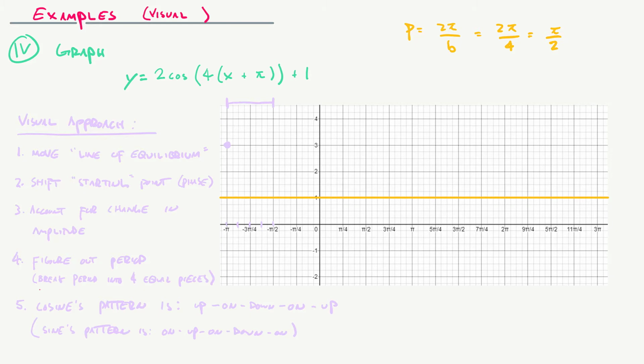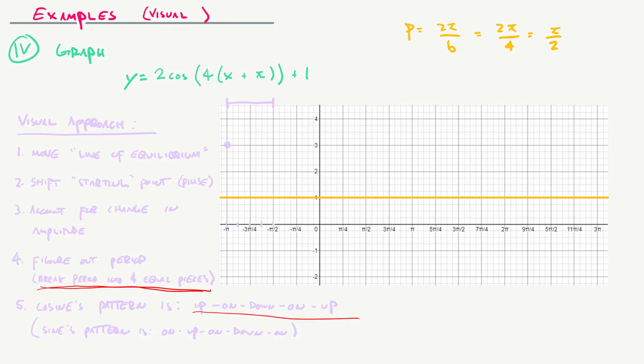Now, I broke the period into 4 equal pieces. So on the graph that I had, every 2 little tick marks I wrote, okay, well, here are the key features. And cosine and sine have a pattern based on their parent tables. Cosine's pattern is above the line of equilibrium by an amplitude's distance, then on the line of equilibrium, then below the line of equilibrium by an amplitude's distance, then on the line of equilibrium again, and then above the line of equilibrium by an amplitude's distance. Sine's is on, up, on, down, on. But cosine, the one we're using, is up, on, down, on, up.